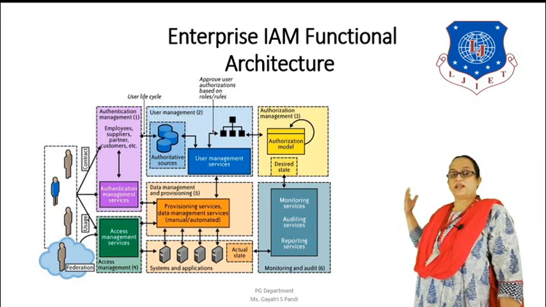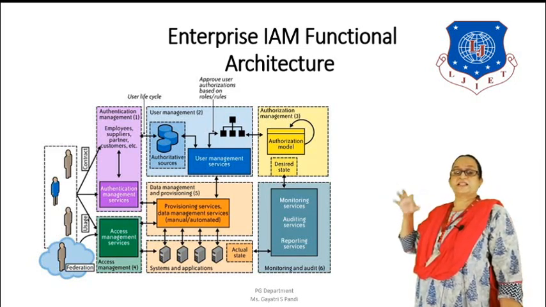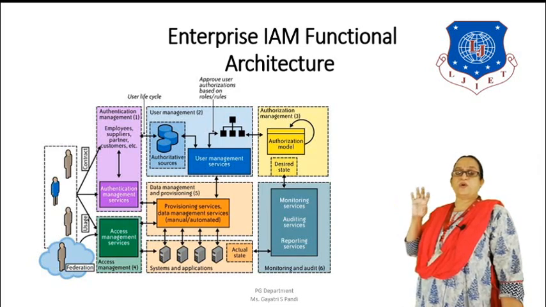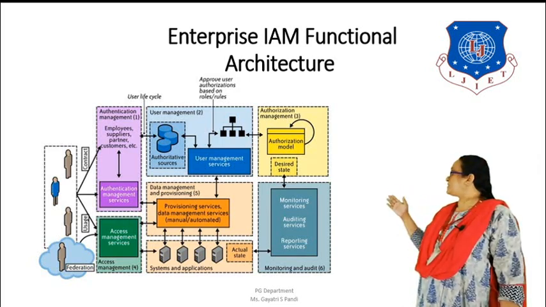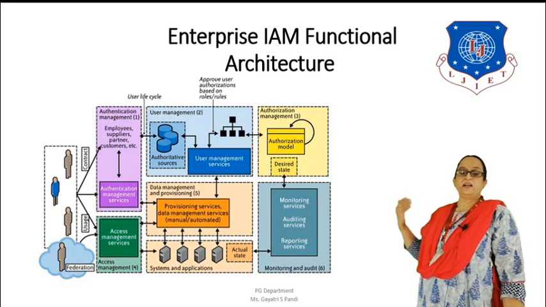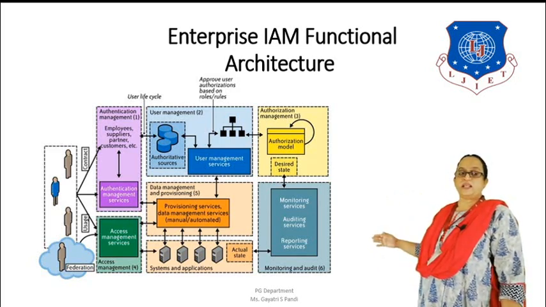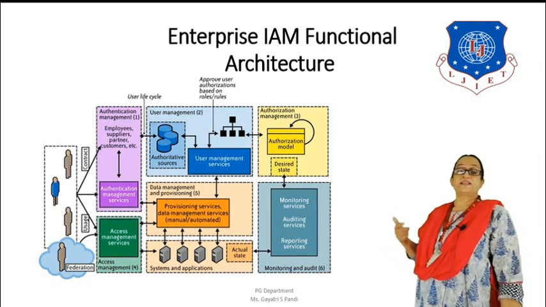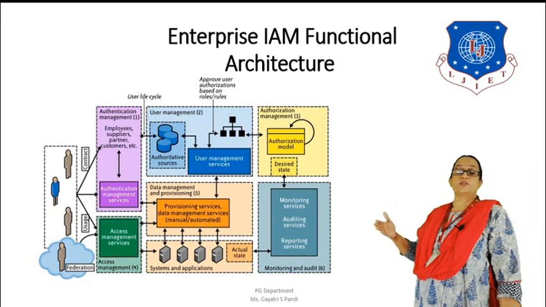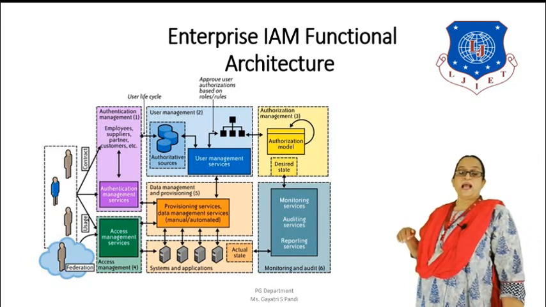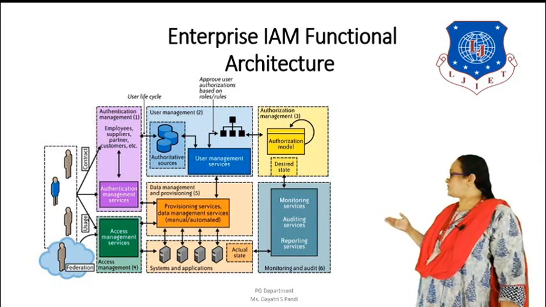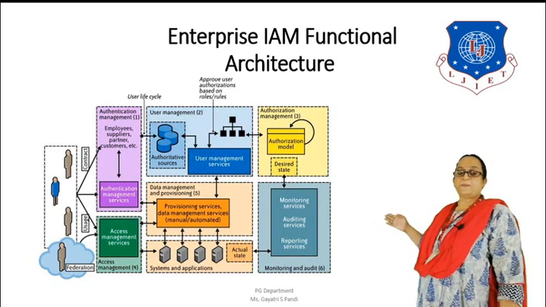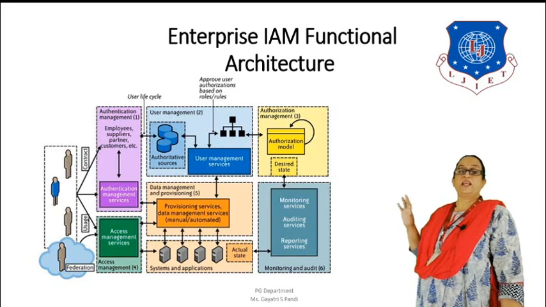Then you have the authorization management, in which all these rights are checked and taken to a desired state. There is an authorization model which we will be studying in detail soon. Then on the lower side, in green, you have the access management services, which check the different types of access provided to the various resources the user is accessing. Then you have the data management and provisioning, that is step 5, and step 6 is the monitoring and audit. So these are the various components of the enterprise IAM functional architecture.